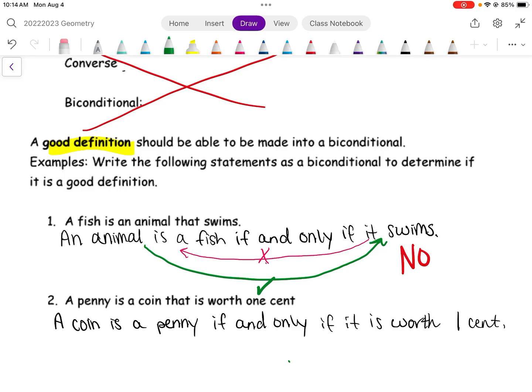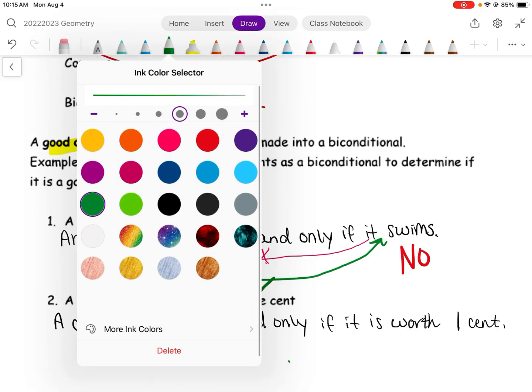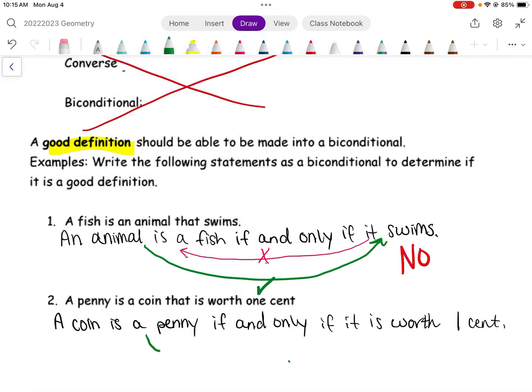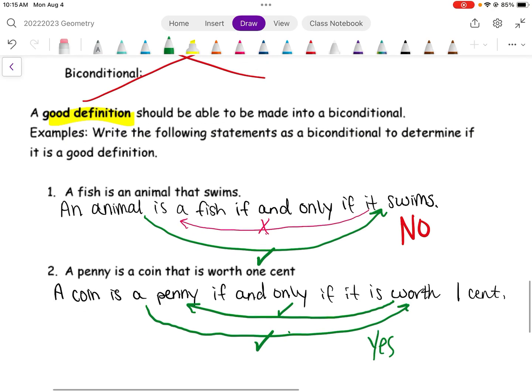Let's think if this is true one way. And just so you guys know, if we're talking about 1 cent, obviously we're in American currency, US dollars, so you don't have to worry about currency from other countries. So if a coin is a penny, is it worth 1 cent? I'm going to say yes. If it's a penny, it's always been 1 cent. That's what we know. And then if you have a coin that's worth 1 cent, again, in American dollars, then it's a penny. That is also true. I would argue that this is a very good definition of a penny.